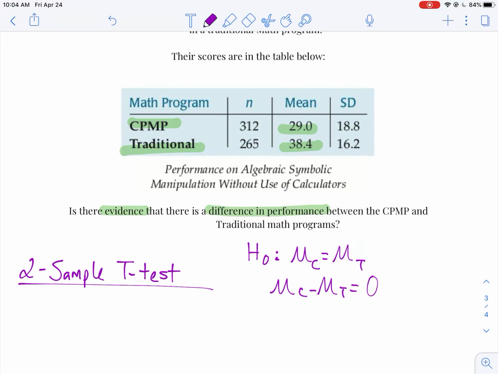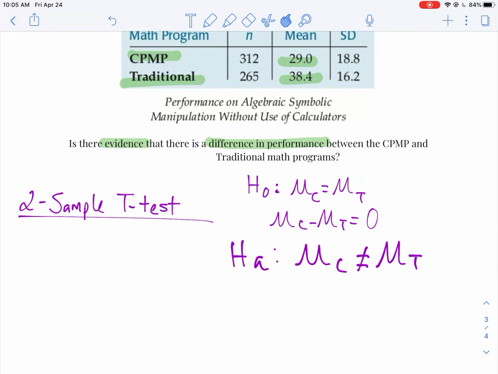For your alternate, now, we're not specifically trying to see if one is greater or less than the other. We're just looking to see if there's a difference. So what that would look like is the average of C is not going to be equal to the average of T. They're going to be different. Not necessarily greater or less, just a difference. So what we'd also be looking at here is if we subtracted them, we wouldn't get an answer of 0.